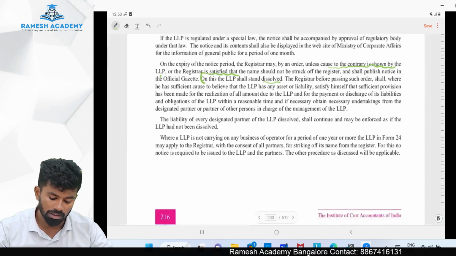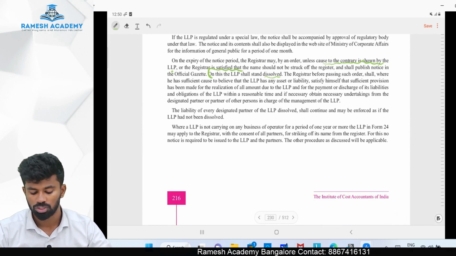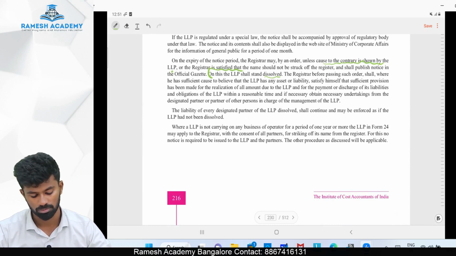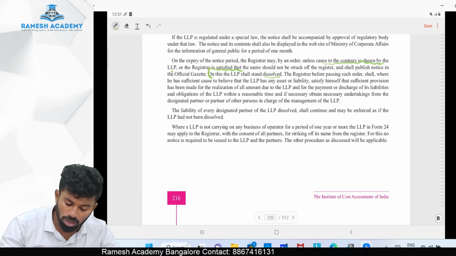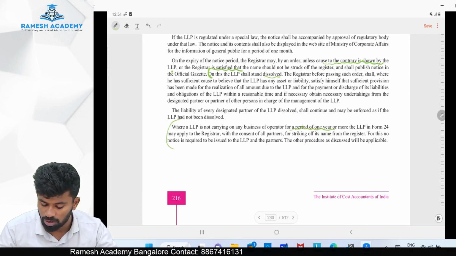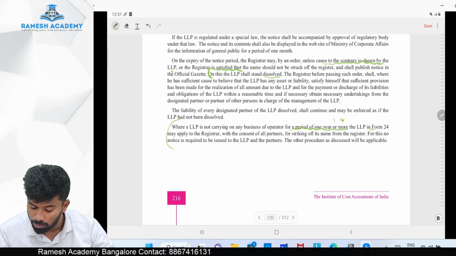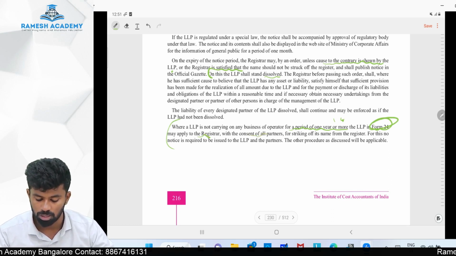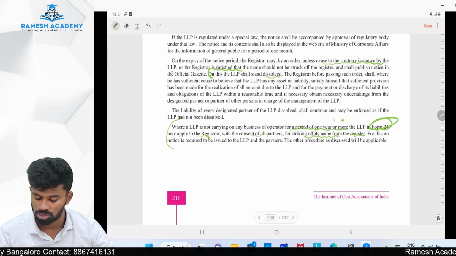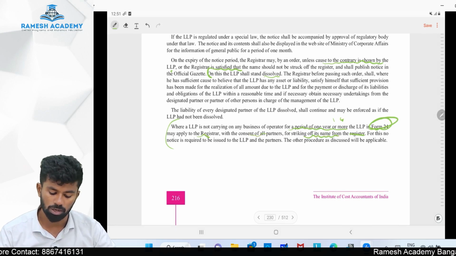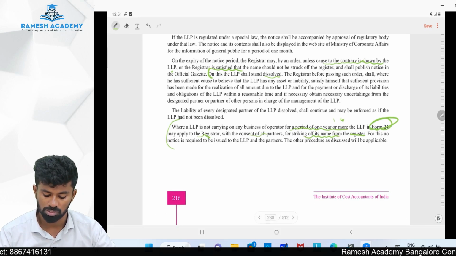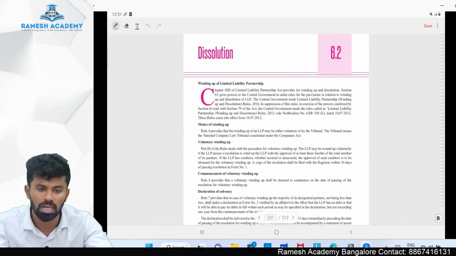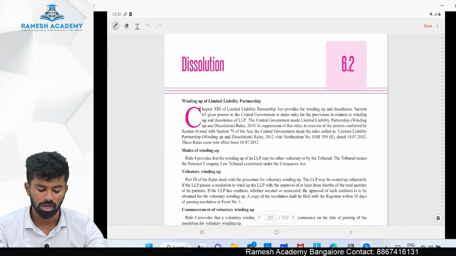The liability of every DP of the dissolved LLP shall continue and may be enforced as if the LLP had not been dissolved. Where an LLP is not carrying on business operations for a period of 1 year or more, the LLP in Form number 24 may apply to the registrar with the consent of all the partners for striking off its name from the register. For this, no notice is required to be issued to the LLP and the partners. This is called voluntary strike off. So if you are not carrying on any business, you can apply to whom? The registrar, voluntarily, and you can get your LLP dissolved.